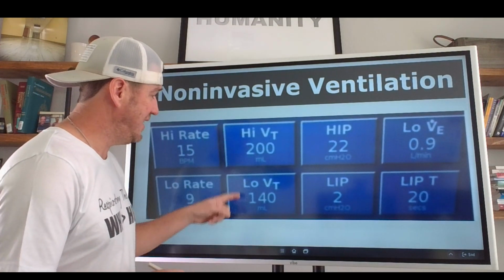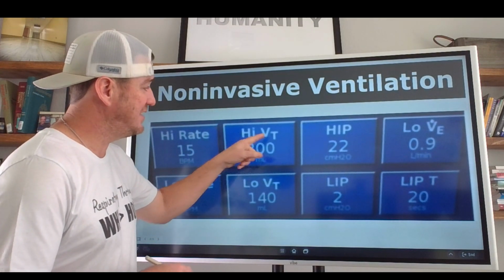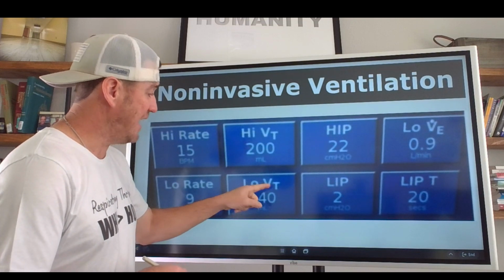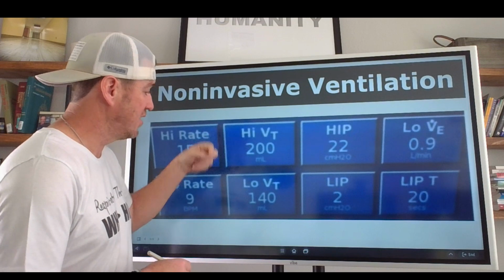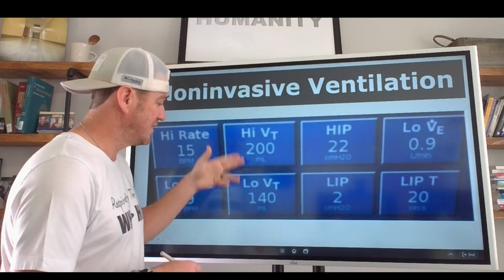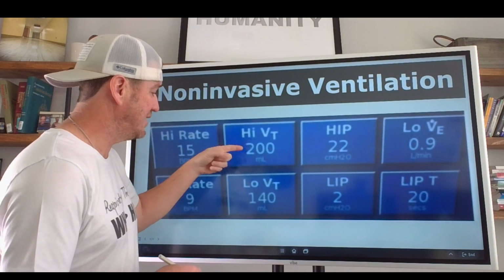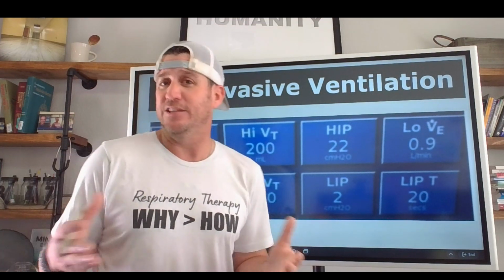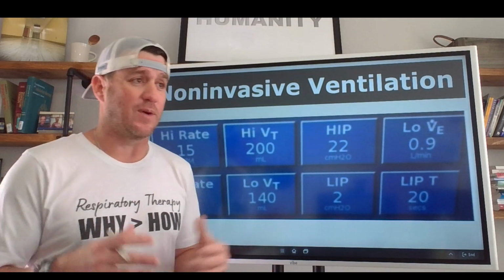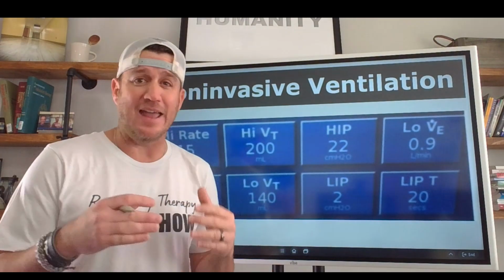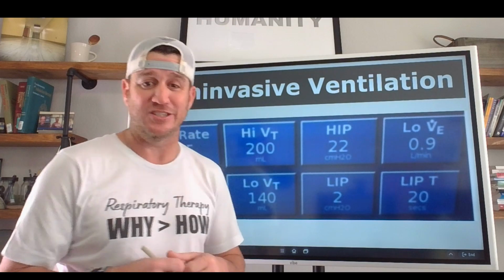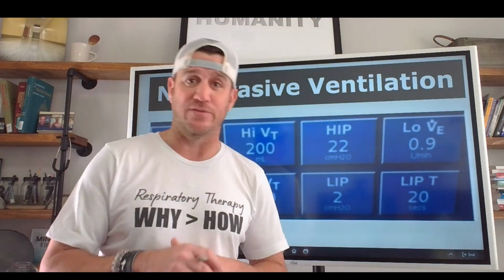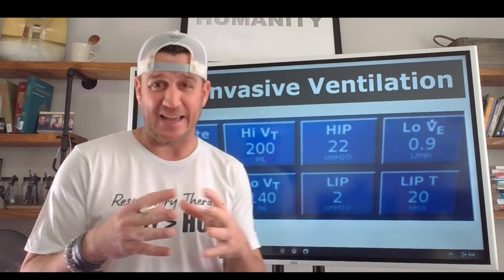Now, the next one we see here is a high VT. The VT stands for tidal volume. Low VT stands for tidal volume also. This is a high tidal volume and a low tidal volume. Now, this one is obviously not set correctly because your high is 200 and your low is 140. That's a 60 mL difference. This patient must be breathing somewhere around 175. And if they increase just a little bit to 205, it's going to say, hey, high tidal volume alarm, high tidal volume. Well, we don't need it to be set that tight, right?